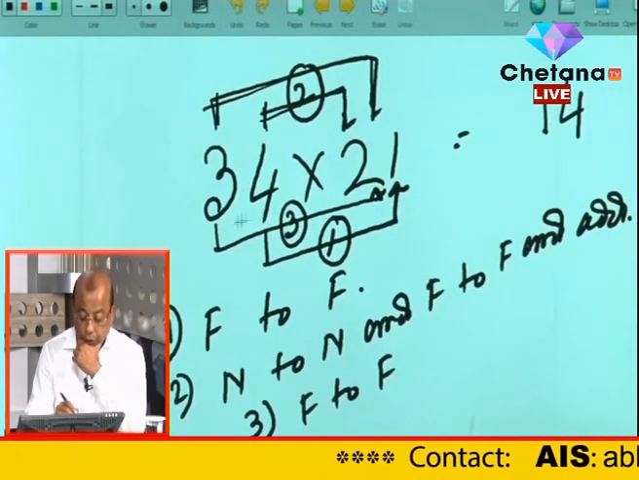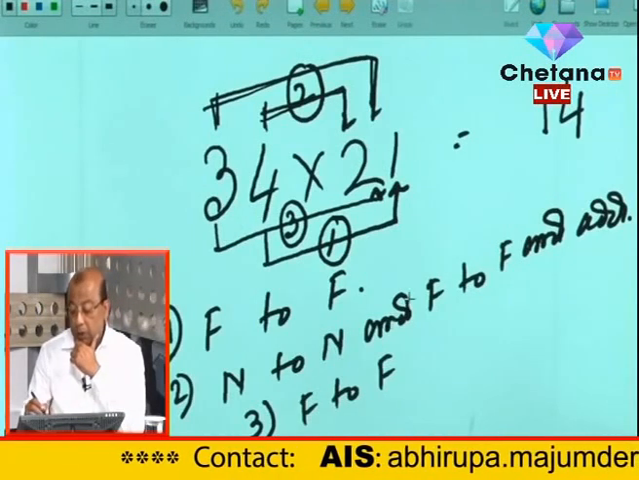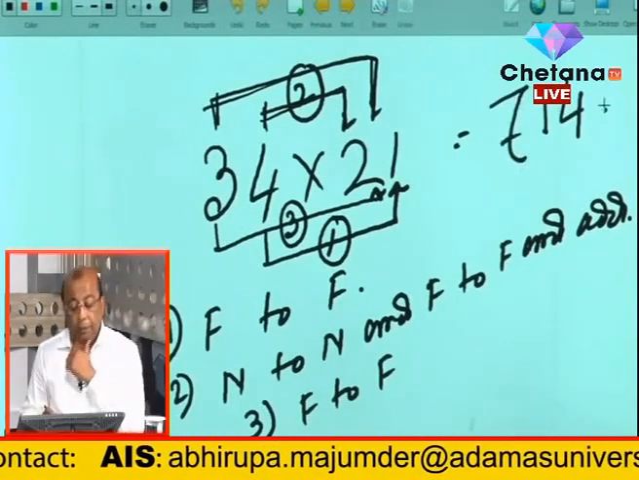Next, 3 into 2, 6 plus 1, that is 7. That is the method. Again, 34 into 21.